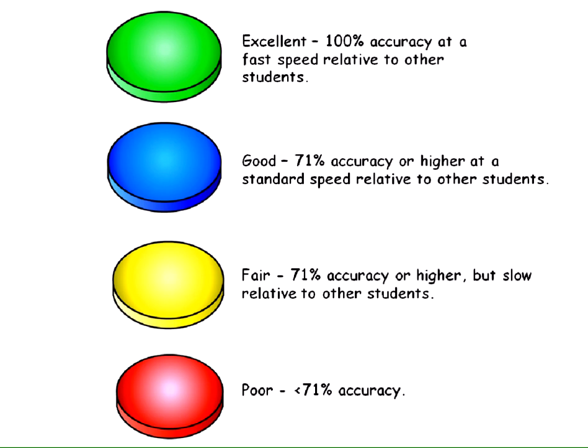71% typically means that a student misses 2 items in a given unit. When speed is measured, it is measured against all students across the country currently using Explode the Code Online. In order to advance to the next skill, a student must achieve greater than 71% accuracy on a unit.